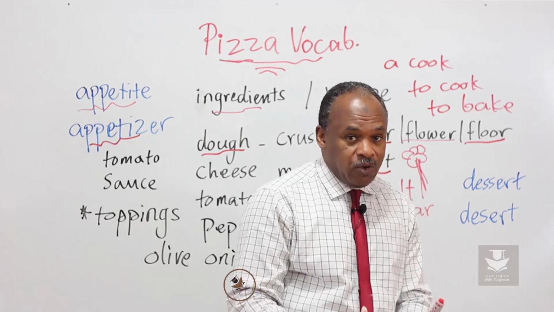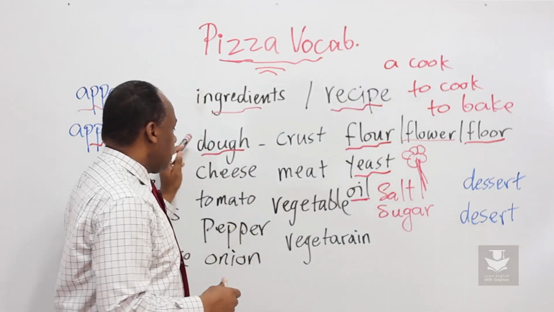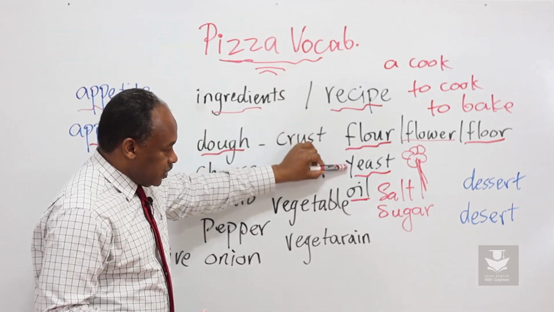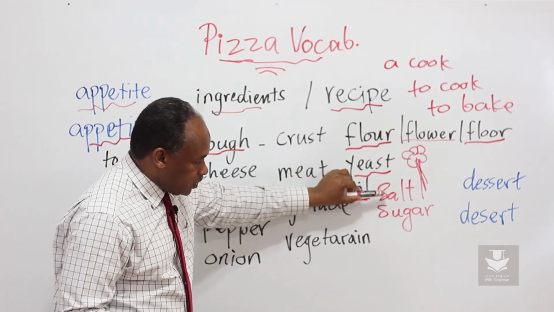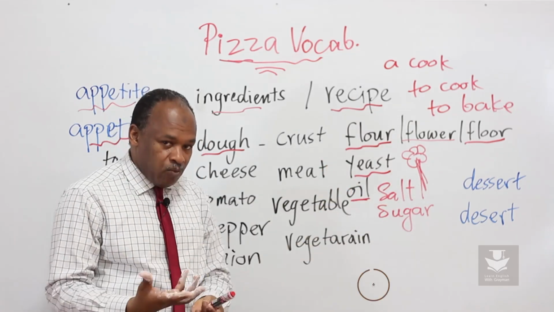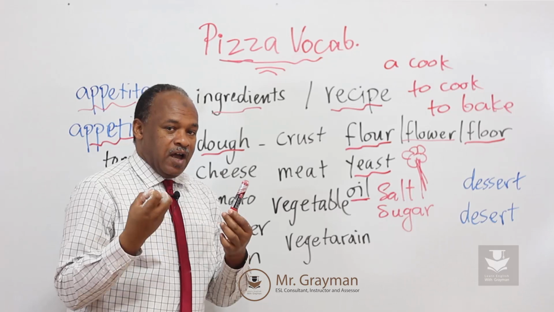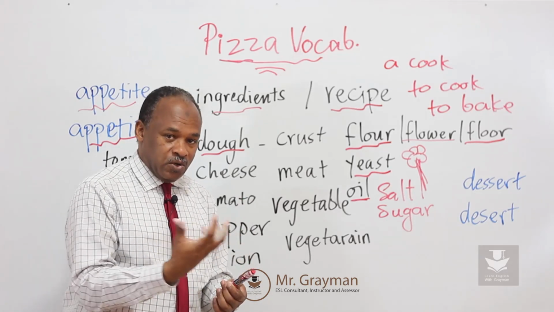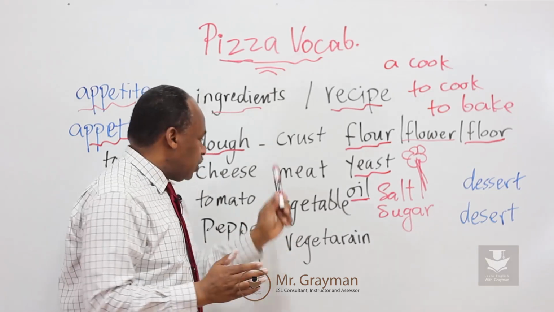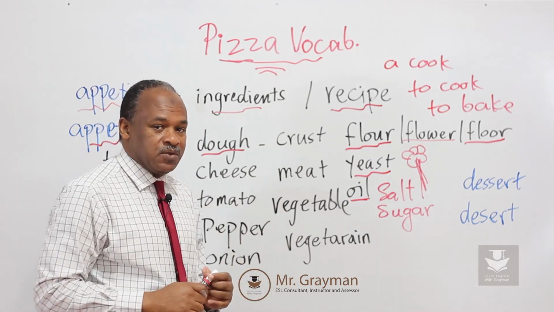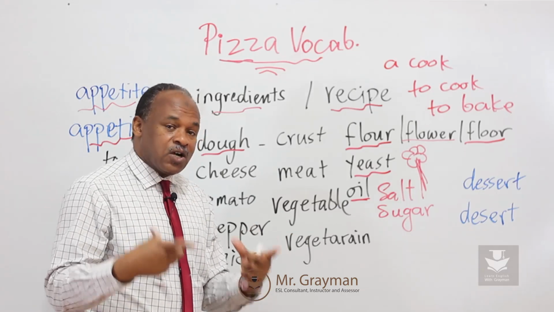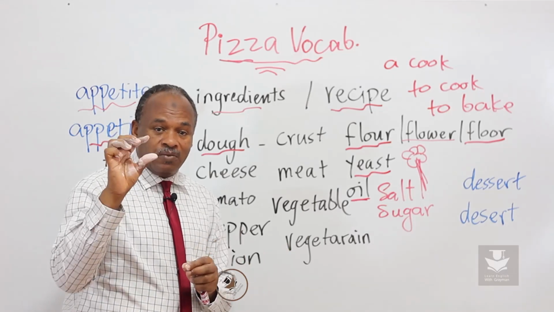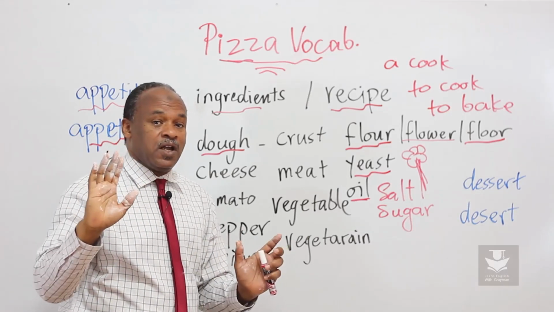So in order to make the dough, you need flour, you need yeast, you need oil, you need salt, you need sugar, and you need some water. And I prefer if you would add some warm water in order to make your dough. After you make your dough, leave it there for some time. Now you have the crust. The crust could be any shape, or could be thin, could be thick, could be medium. It's absolutely up to you.